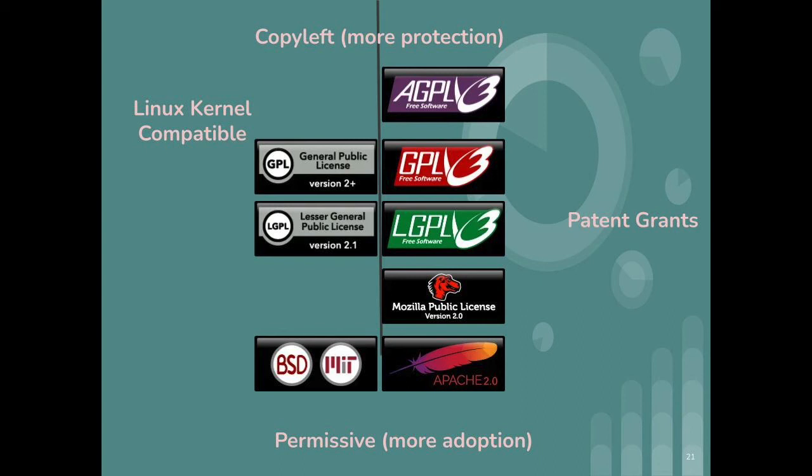You'll see that on this slide, on one side, the left-hand side, there are licenses I call Linux kernel compatible. So that's GPL2, LGPL 2.1, BSD, and MIT. These are licenses that you have to choose if you want your software to be compatible with the Linux kernel. In other words, if you want it to go in the Linux kernel, you can't choose any of the ones on the right. I'll make one exception later there. On the right-hand side, you'll see those are the licenses that have patent grants.